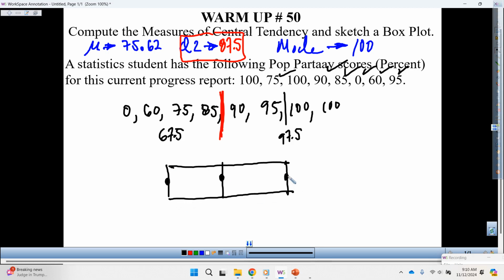Yeah, by now we're experts at this. Maximum 100, minimum 0. Hands if you got something like that. All right, good. Send that in, please.